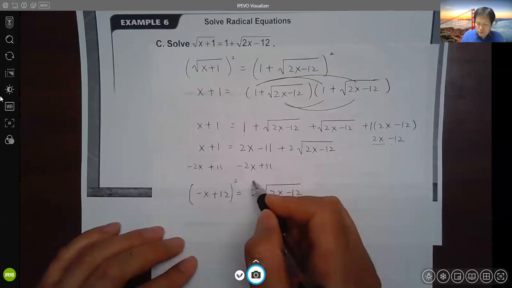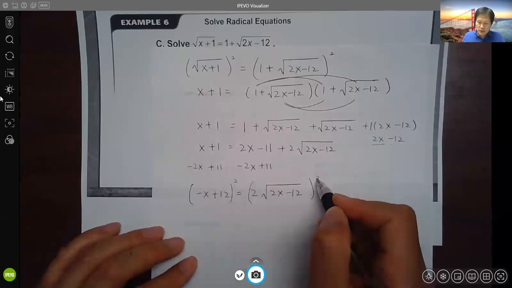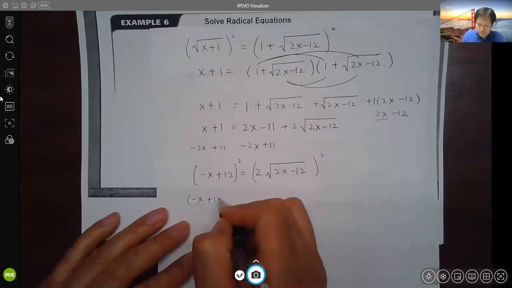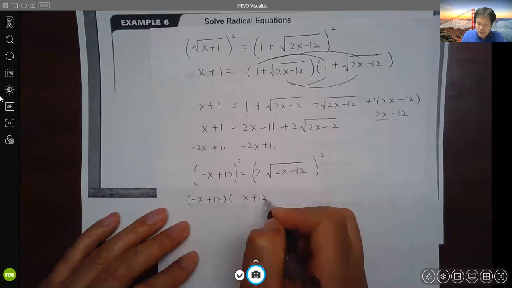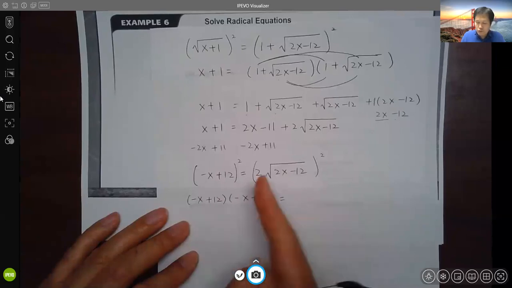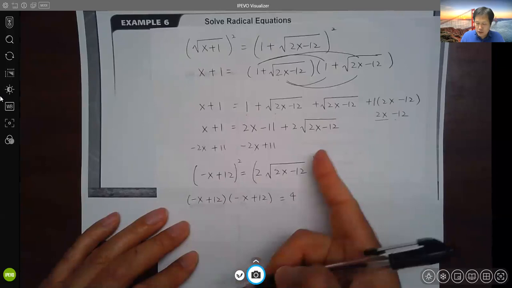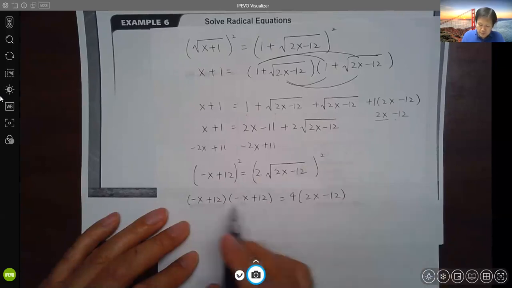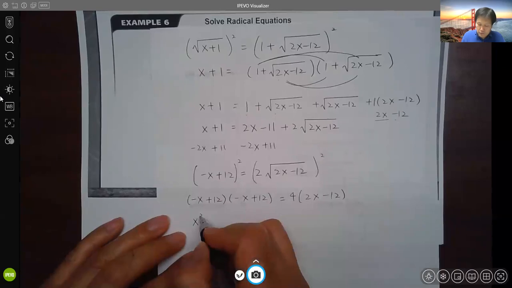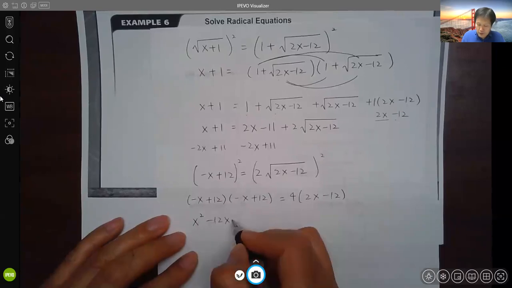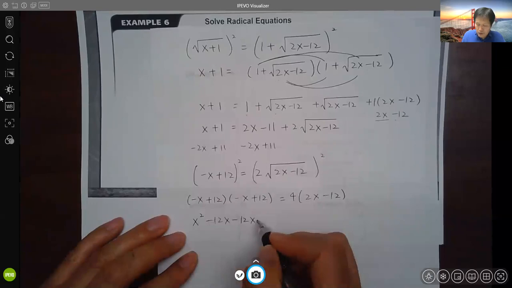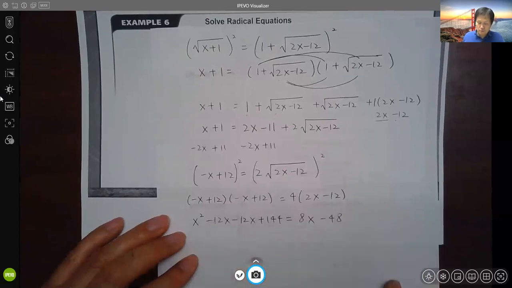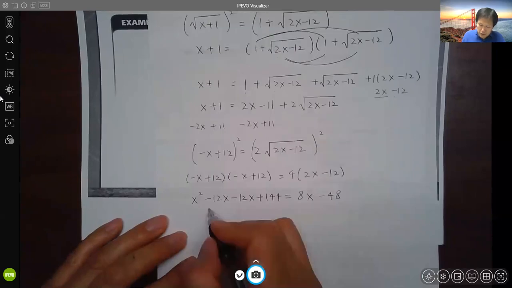Square, square. So you got minus x plus 12 squared. 2 squared equal to 4. Root and square, they cancel out each other. You have to distribute this. Minus 12x plus 144. I'm going to distribute 4. Combine like terms here.